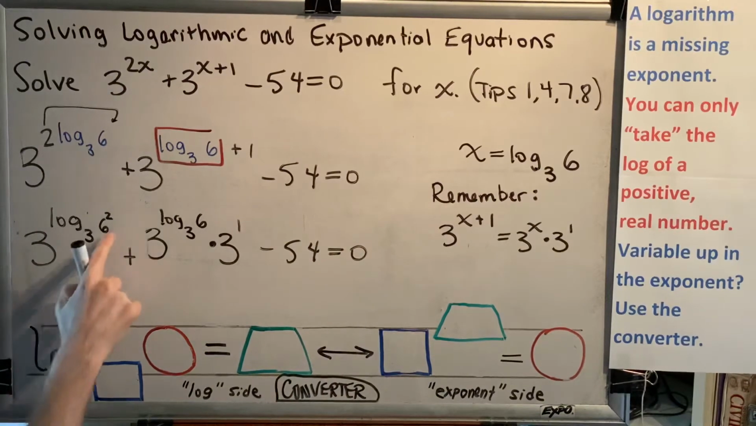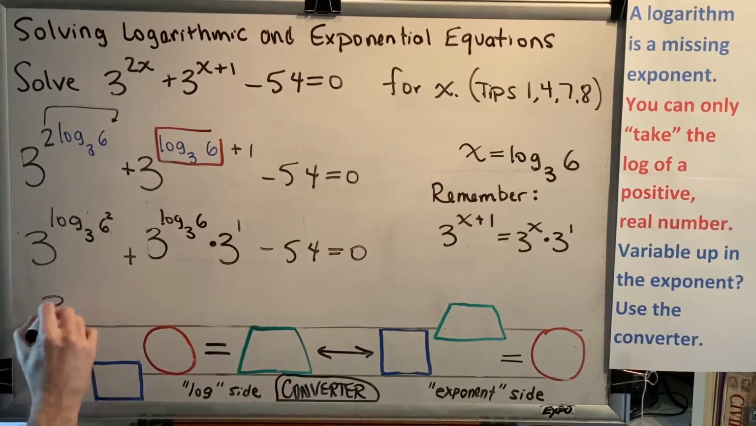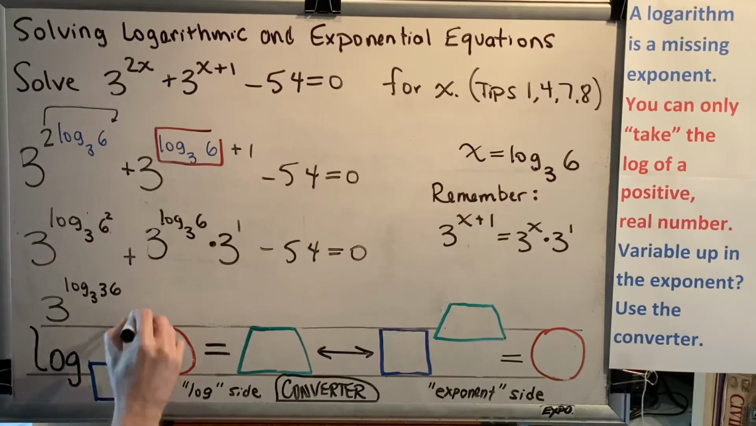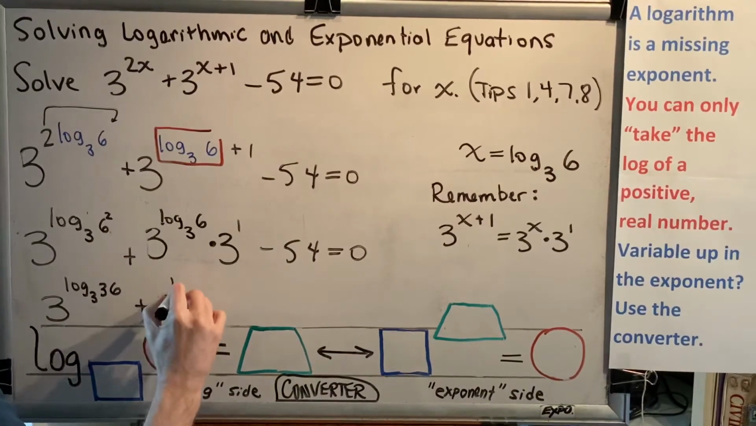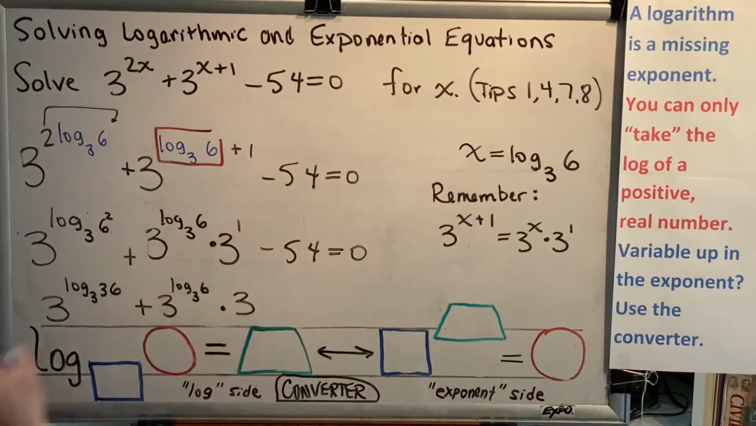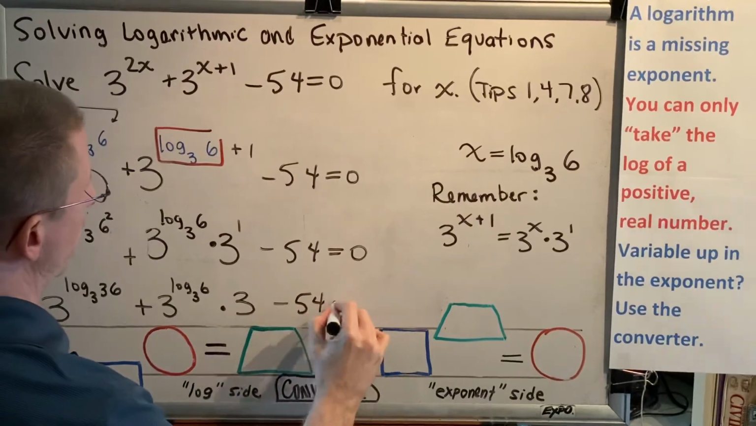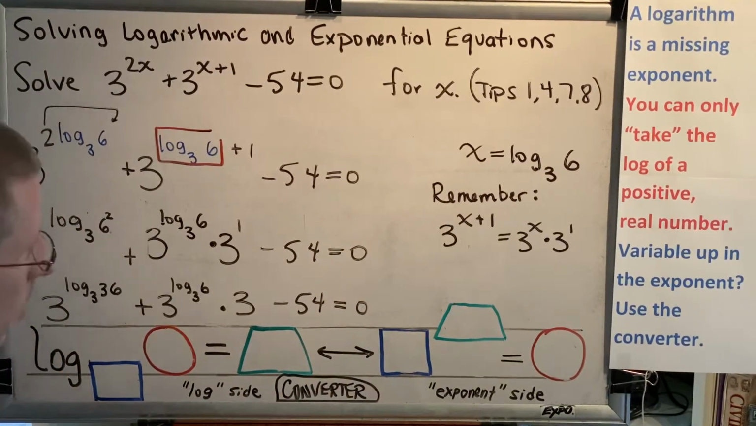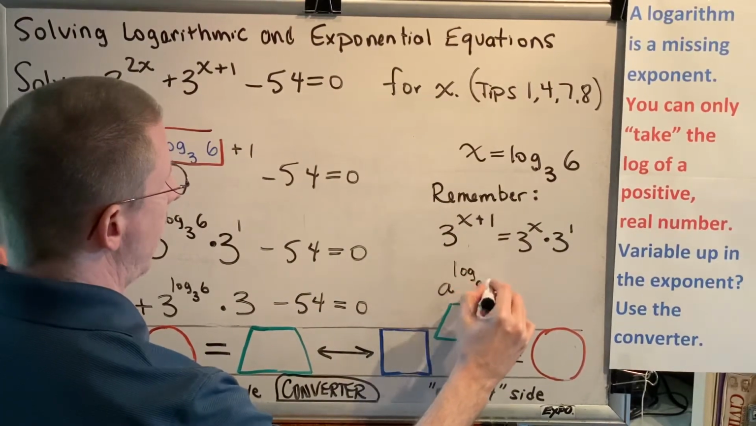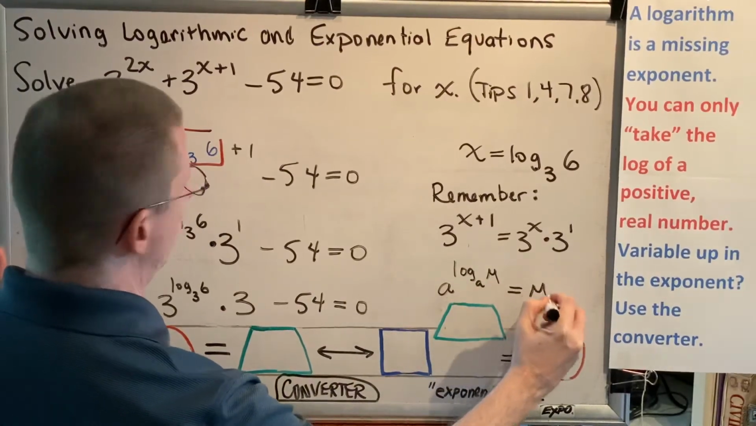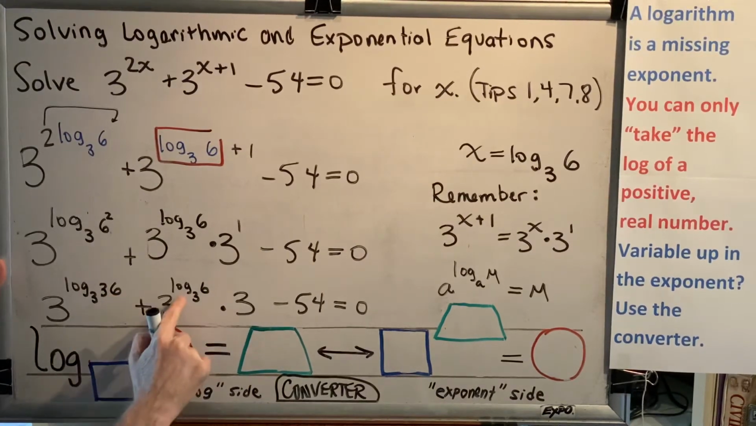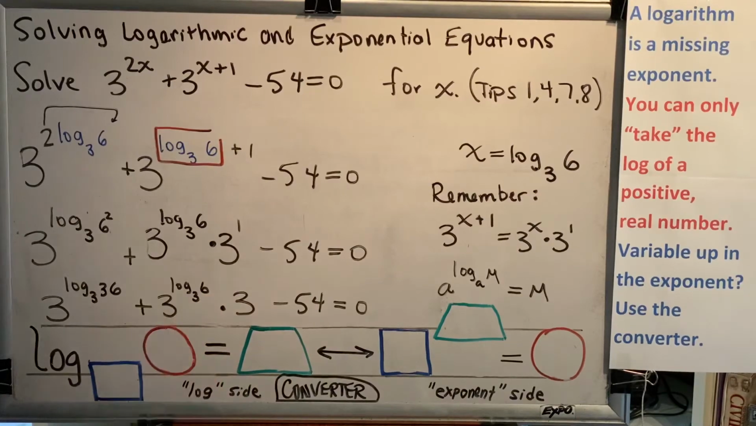All right, next, 6 squared is just 36. So this is the same thing as 3 raised to the log base 3 of 36 plus 3 to the log base 3 of 6 times 3, because 3 to the first power is just 3, minus 54 equals 0. All right. Next log rule we're going to use is that a raised to the log base a of m equals m. We're going to use that twice. 3 to the log base 3 of 36 is just m, 36. 3 to the log base 3 of 6 is just m, 6.